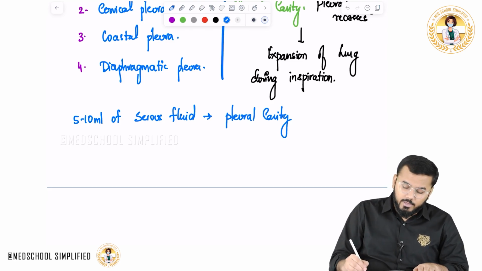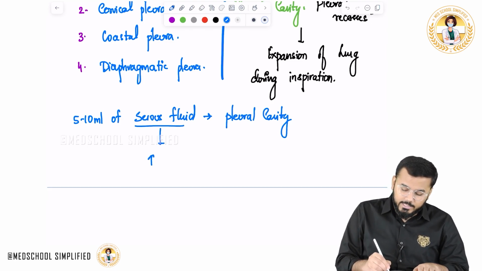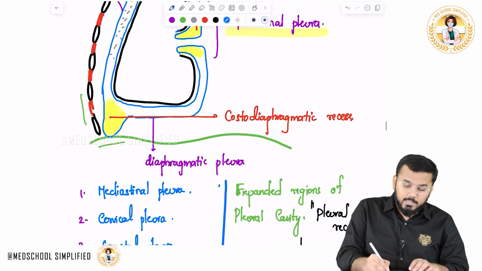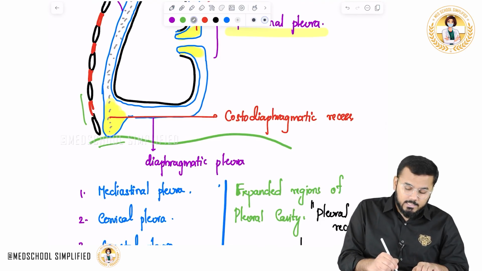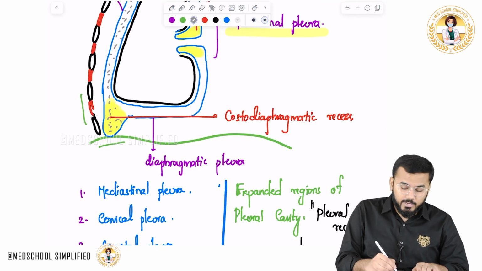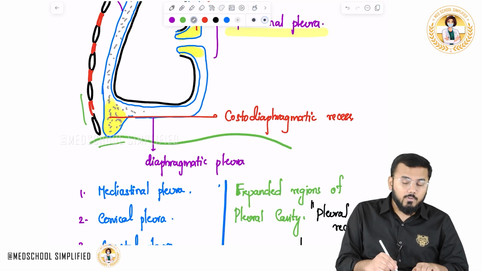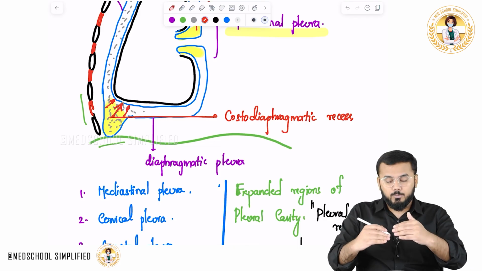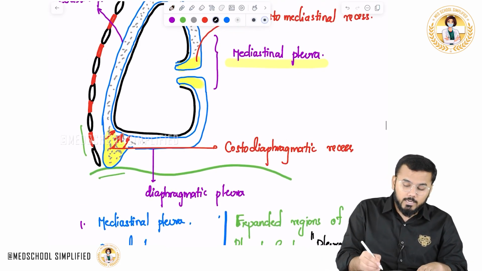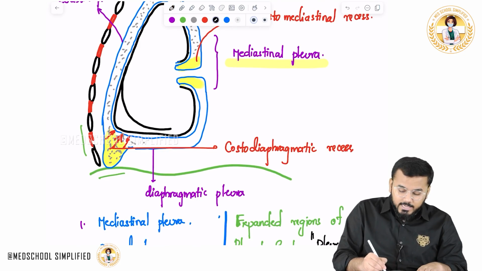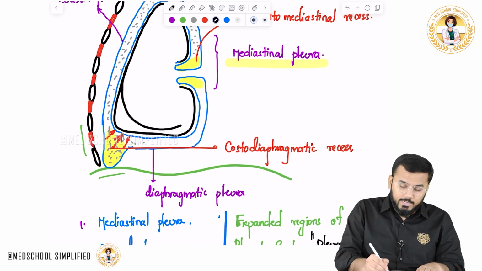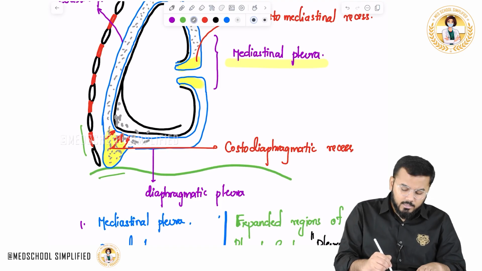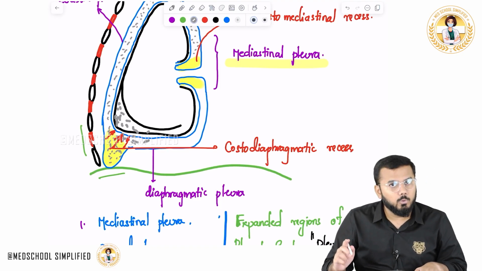For example, if the serous fluid quantity is increased, what will happen? This extra amount of fluid starts accumulating within this recess. When it starts accumulating within this recess, this fluid will push the lung above. It is pushing the lung from the lower surface, so it is pushing the lung up. If you look, the border of the lung is decreased in this way. This entire region is completely filled with fluid. This condition you call pleural effusion.